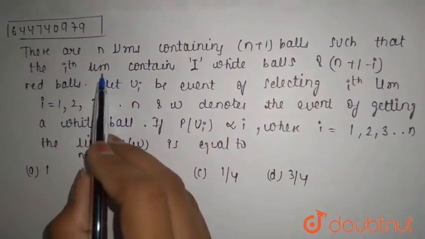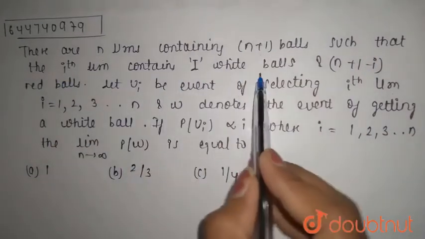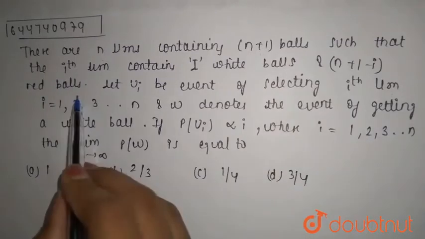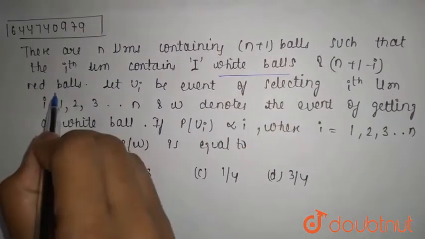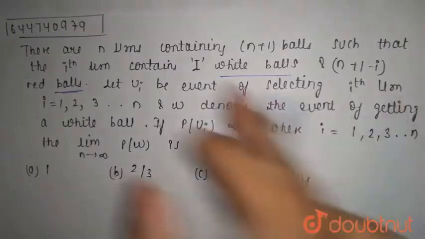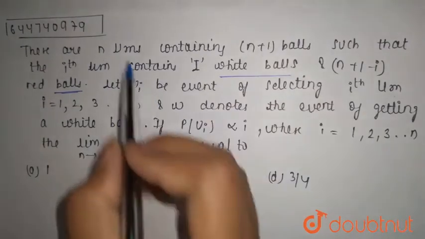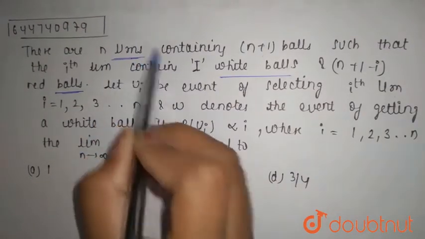Hey students, so today's question is: there are n urns containing n plus 1 balls such that the ith urn contains i white balls and n plus 1 minus i red balls. So this is white balls and this is red balls, and it occurs in the n urns.